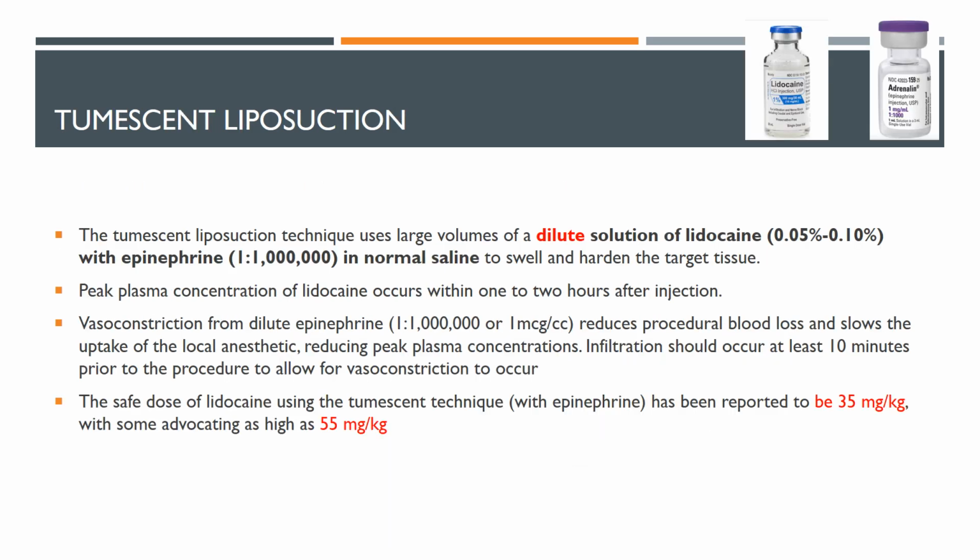Tumescent liposuction is a technique that uses large volumes of dilute solution of lidocaine with epinephrine and normal saline with the goal to swell and harden the target tissue. Your peak plasma concentration of lidocaine occurs within 1 to 2 hours after injection. Vasoconstriction from the dilute epi reduces the procedural blood loss and slows the uptake of the local, resulting in decreased peak plasma concentrations. Infiltration should occur at least 10 minutes prior to the procedure. You should also note that the safe dose of lidocaine using the tumescent technique with epi has been reported to be 35 milligrams per kilogram, with some advocating as high as 55 milligrams per kilogram.